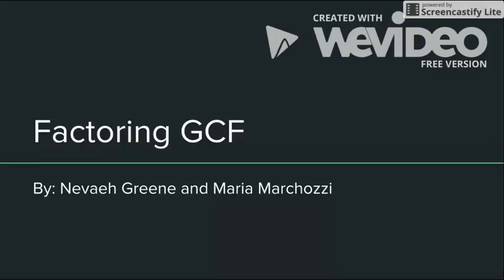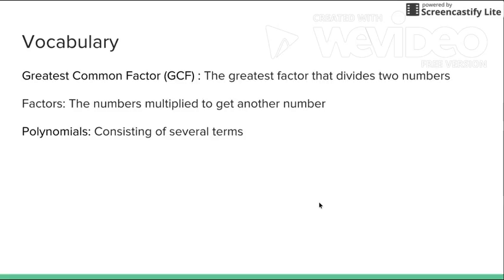Today we will be discussing factoring greatest common factor, also known as GCF. The definition of greatest common factor is the greatest factor that divides two numbers. Factors are numbers multiplied to get another number. Polynomial means to be consisting of several terms.